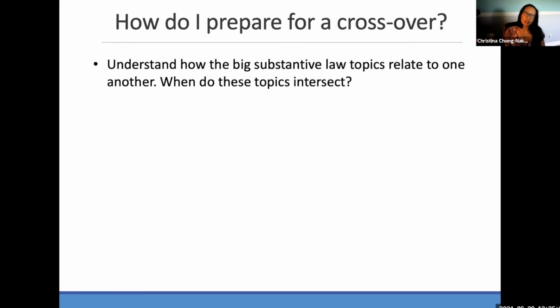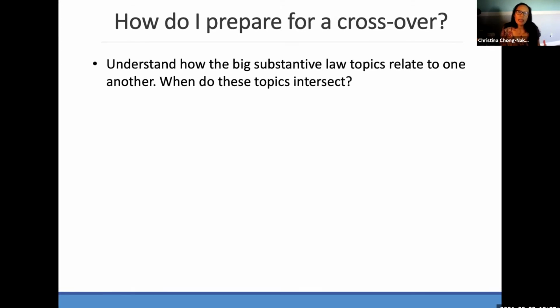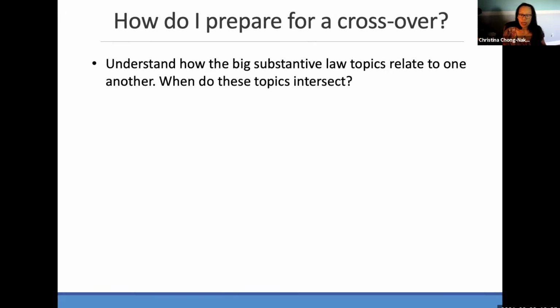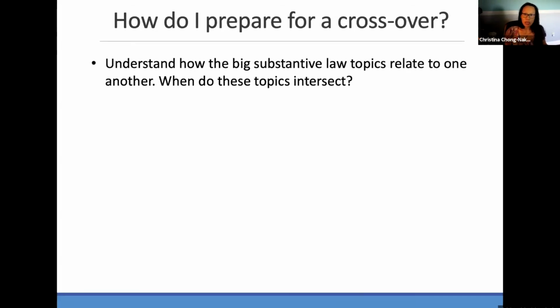Well, the first thing is you want to understand how the big substantive topics relate to one another. How do these topics intersect? And that is kind of playing more into the big picture, seeing if you really can understand, like multiple choice questions that test more than one issue, see if you can figure out how to navigate some of these overlapping issues like takings, or wills and trusts, where you have someone who died as well as someone who's married to someone, where you have community property issues. So seeing where the intersections are.